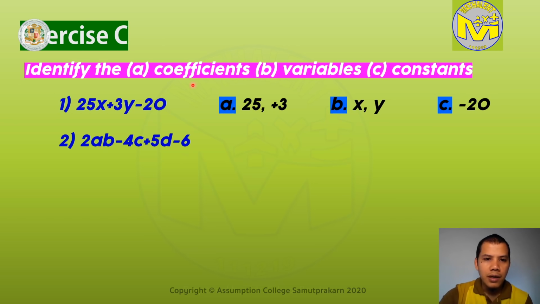First, identify coefficients. How many coefficients can you identify? We have, in first term, we have 2. In second term, we have minus 4, and in the term 3, we have plus 5. So, you can write it there in letter A.